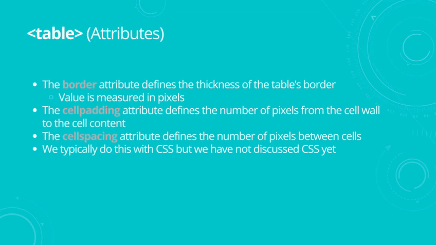The border attribute defines the thickness of a table's border. The value is measured in pixels. The cellpadding attribute defines the number of pixels from the cell wall to the cell content. The cellspacing attribute defines the number of pixels between cells. We typically do this with CSS, but we have not discussed CSS yet.